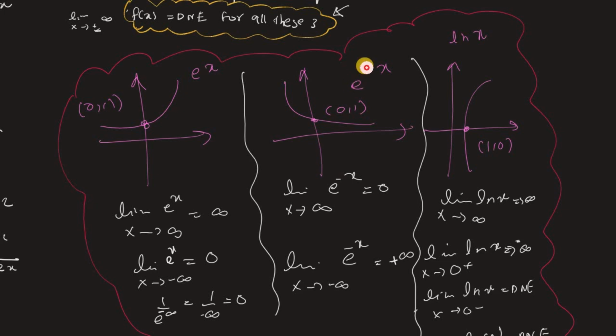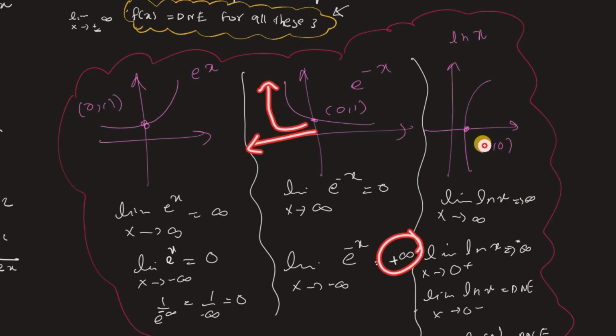Okay, then e to the negative x. e to the x looks like this, so negative x is basically a reflection of that. If you approach e to the negative x from infinity, the y value seems to approach 0. And if you approach from negative infinity, now the y values approach positive infinity.